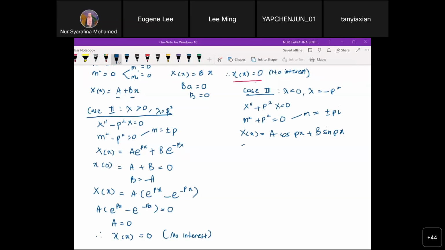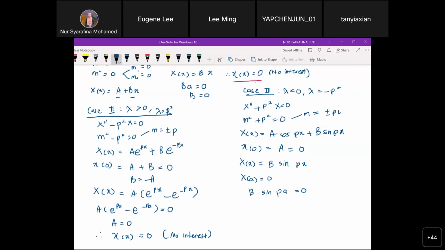So first x0 equals 0. So when x is 0, cos 0 is 1, sin 0 is 0. So a equals 0, right? So when a is 0, the updated solution becomes x equals b sine px. Then xa equals 0. So substitute: b sine pa equals 0.